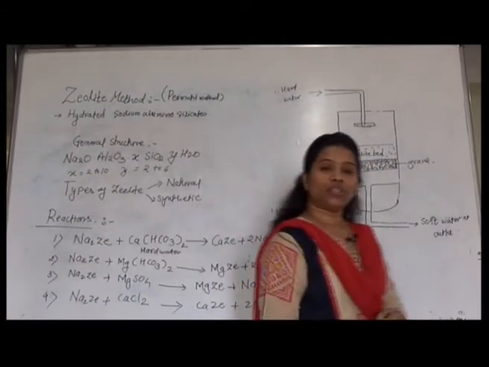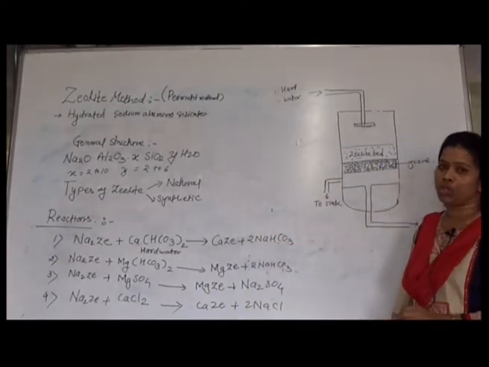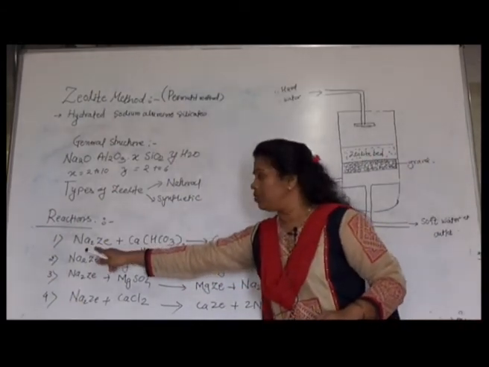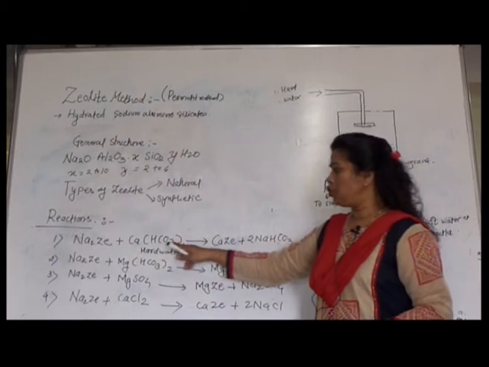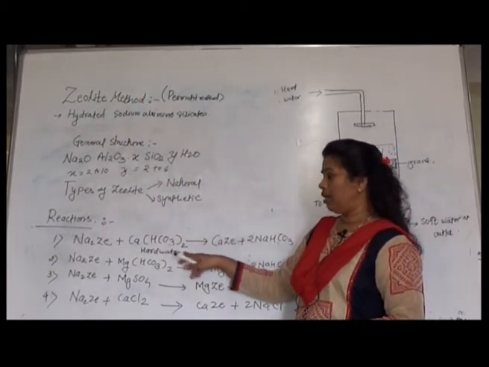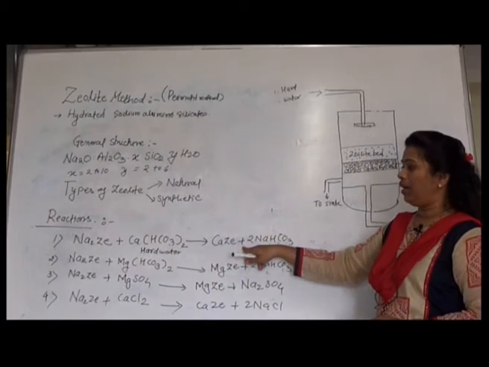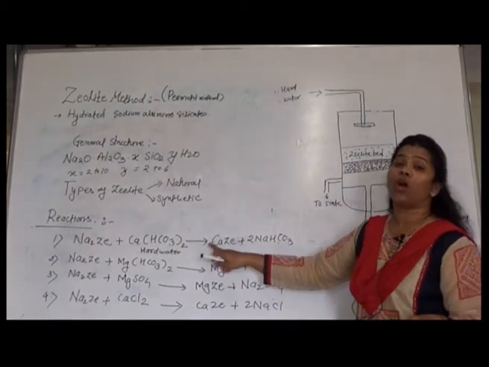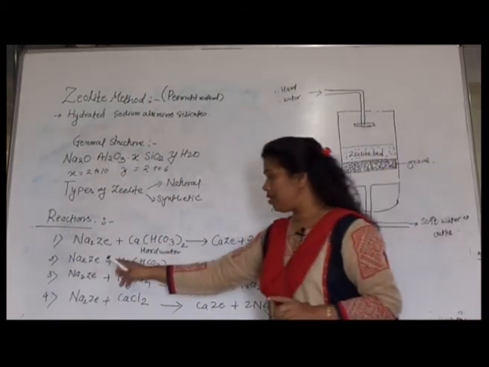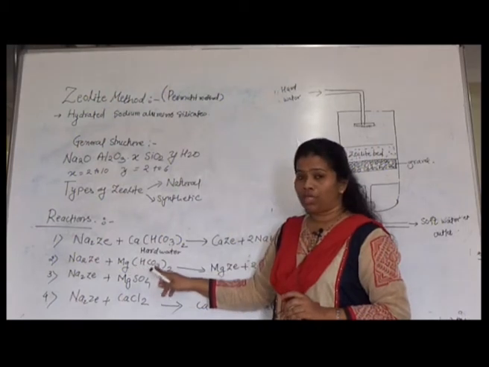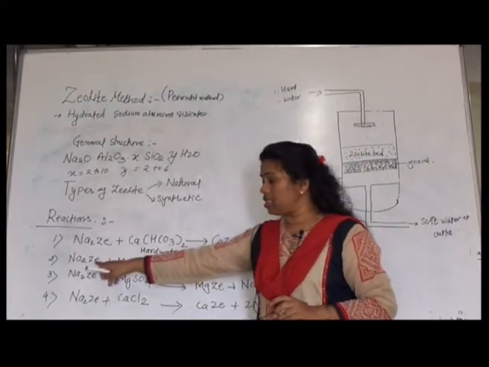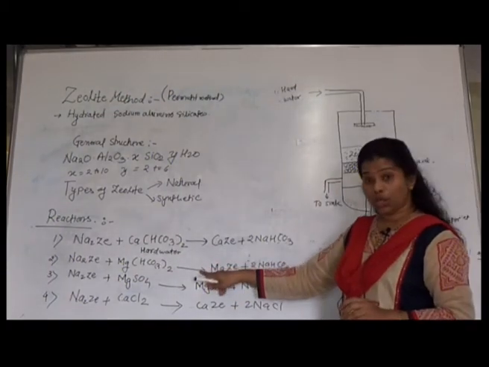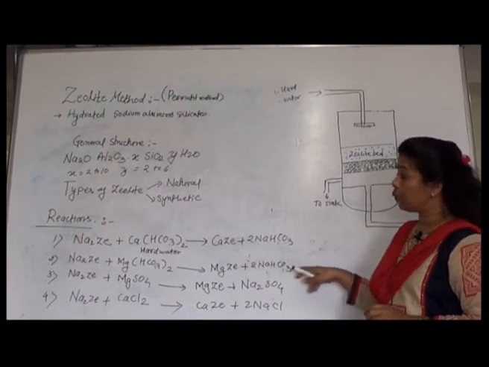In this way, these reactions take place between the hardness causing salts and sodium zeolite. In the first reaction we can see the sodium zeolite reacts with calcium bicarbonate and forms calcium zeolite. Here the sodium zeolite gets converted into calcium zeolite, so this is called an exhausted zeolite. In the second reaction, again magnesium bicarbonate is present in hard water. When it reacts with this sodium zeolite, it forms magnesium zeolite, which is an exhausted zeolite, plus 2 NaHCO3.